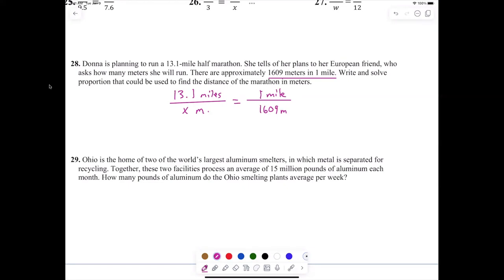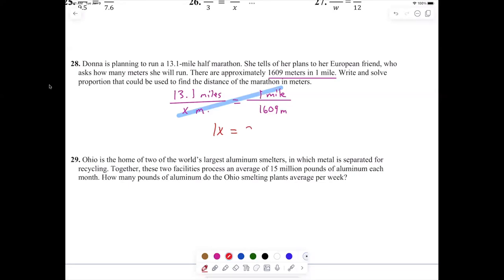Now we just do our cross multiplying. So when I cross multiplied, I ended up with x times 1. What's x times 1? No, what's x times 1? I said, what's x times 1? 1x equals.